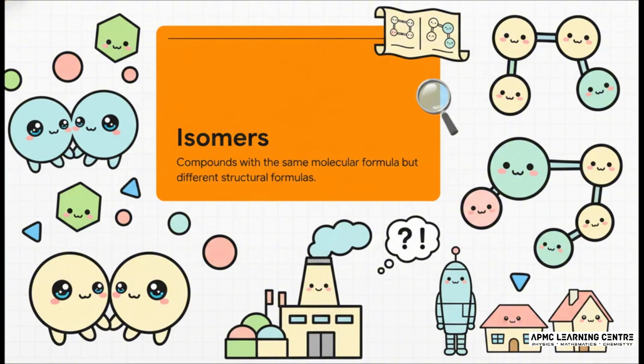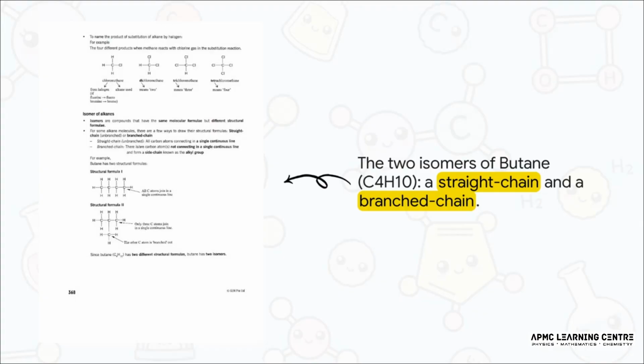And believe me, this is a huge deal, because isomers can act completely differently from each other. Let's take a look at a classic example, butane. The parts list for both of these molecules you see here is C4H10.